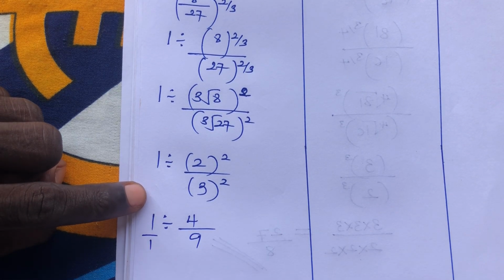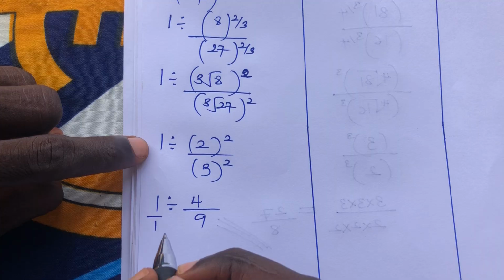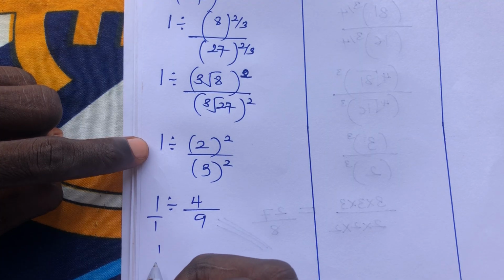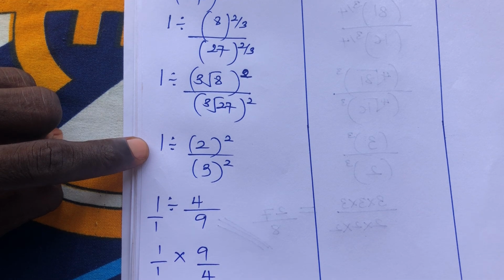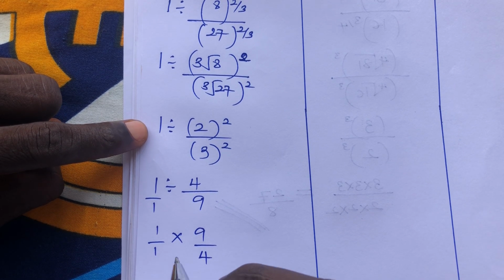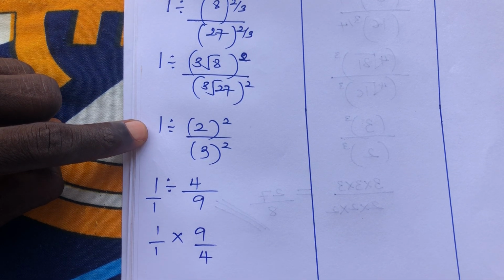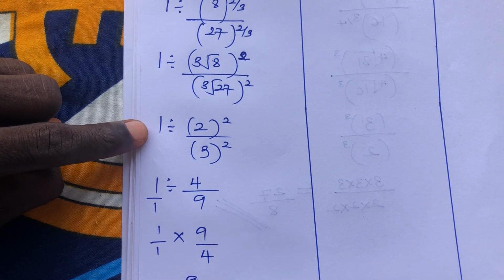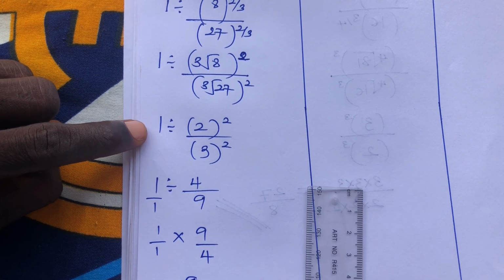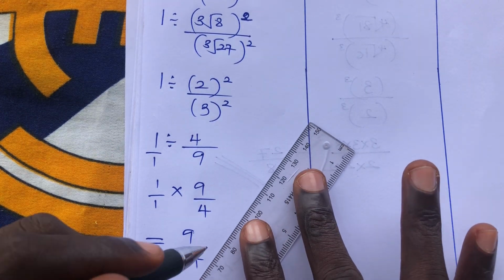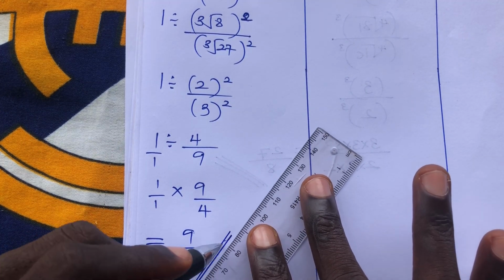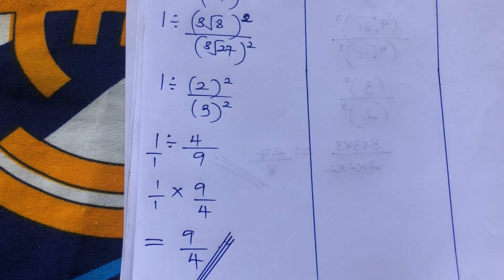Now we divide it by 1. Since this is a fraction and we are having a division sign, we are going to say 1 divided by 1 multiplying by 9 divided by 4. Then, multiplying the corresponding terms, your answer becomes 9 divided by 4. So your final answer becomes 9 upon 4. So this is the first method.